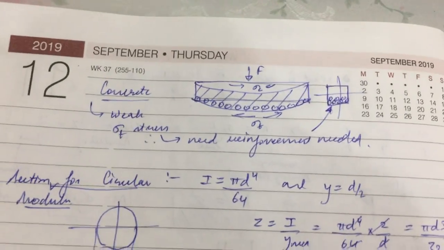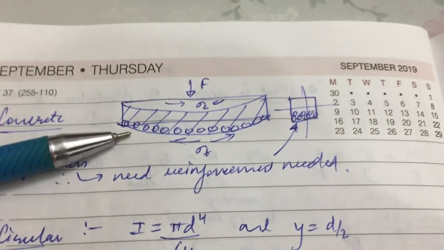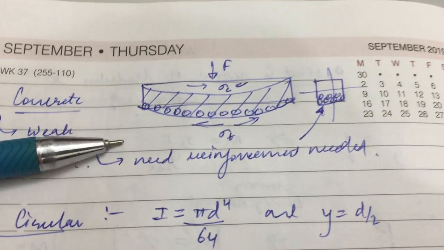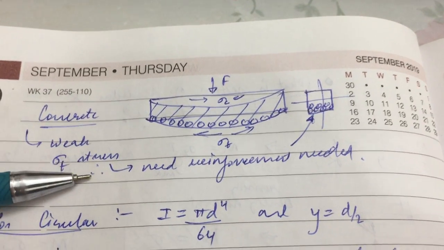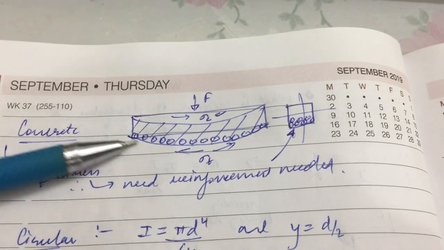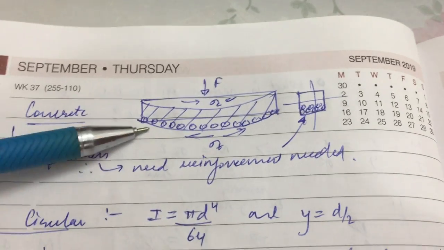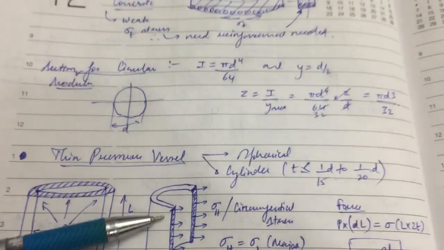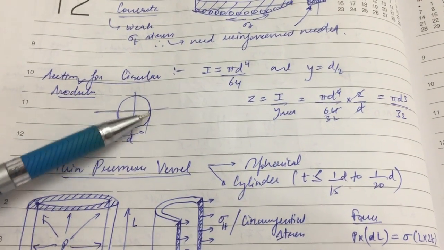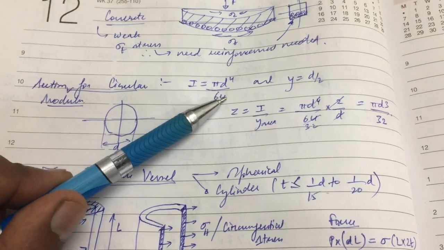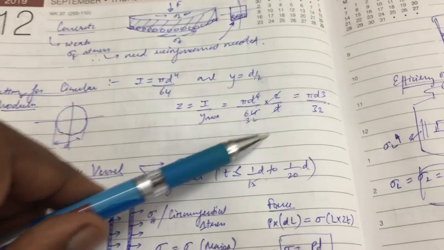So basically in the concrete, you can see this has a very high compressive stress. It is good for shear, and high compressive stress it can take, but it's very weak in tensile stress. So for that we need to reinforce this concrete. The reinforcement happens in the bottom because the tensile stress is higher, and that is where the weakness lies. Okay. So next is the section modulus for circular. How do we calculate the section modulus for a circular section like this? The I is pi d4 by 64 and y is this. From this we can calculate the section modulus.